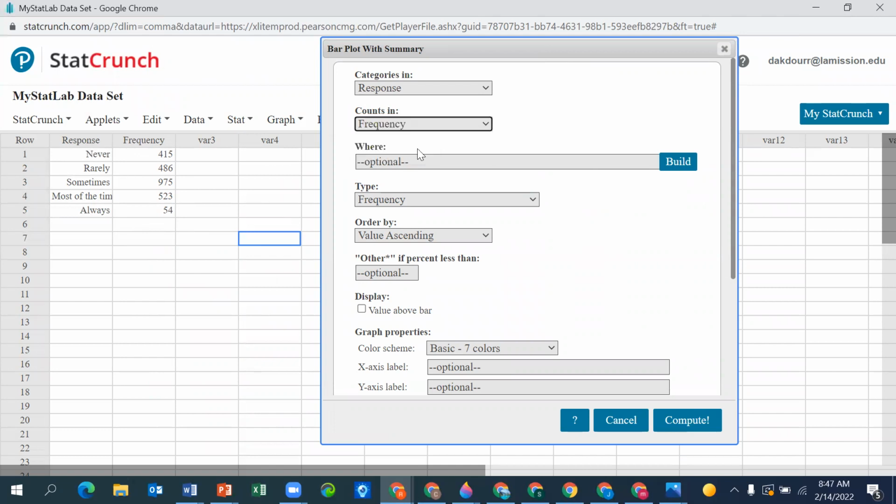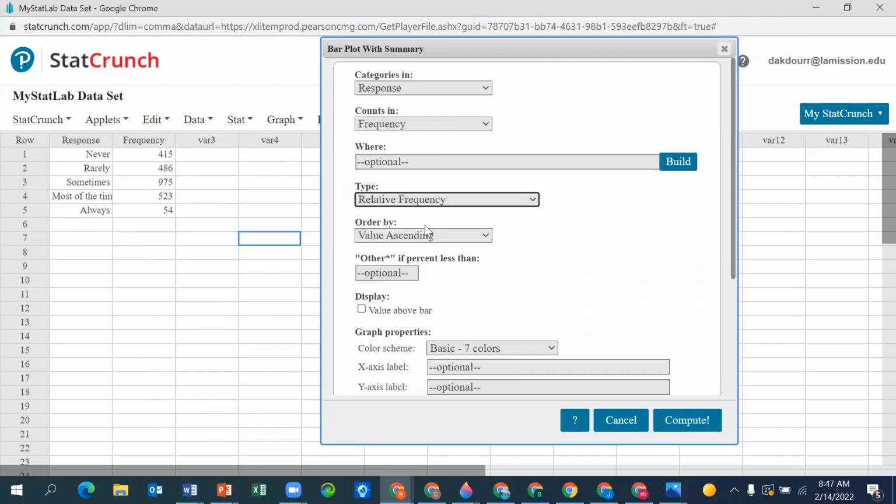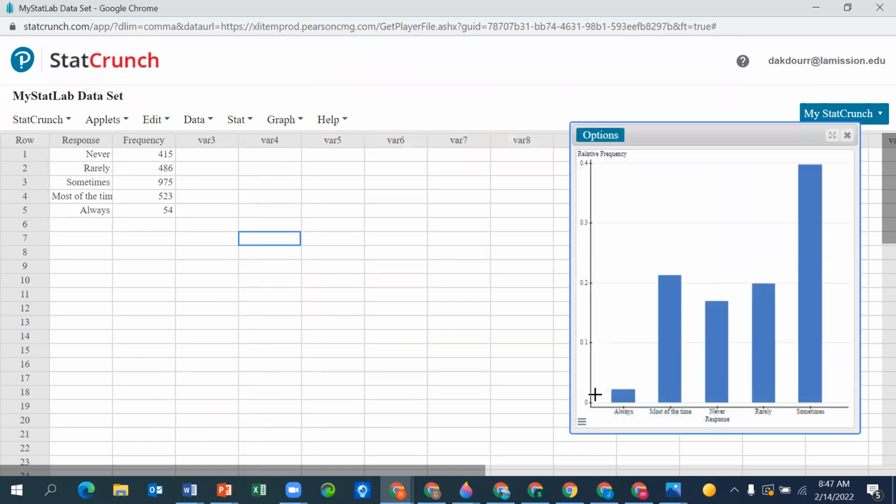Okay. Now, this is a frequency, but they want us to find relative frequency. So if you go to type here, it says frequency. You select relative frequency. You click on that. And that is it for you. You can go ahead and compute it. And here is all your information.